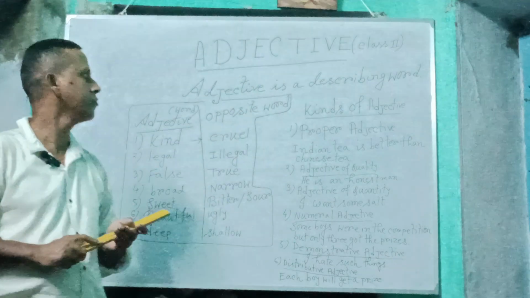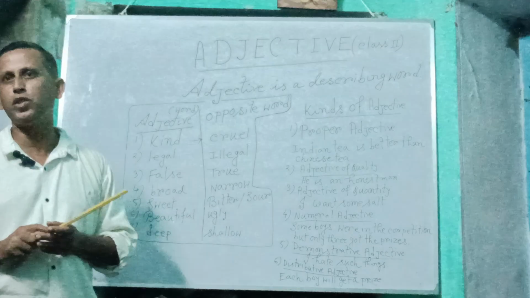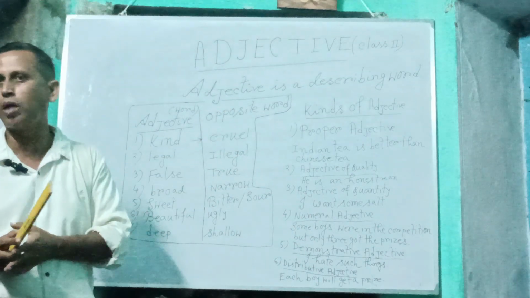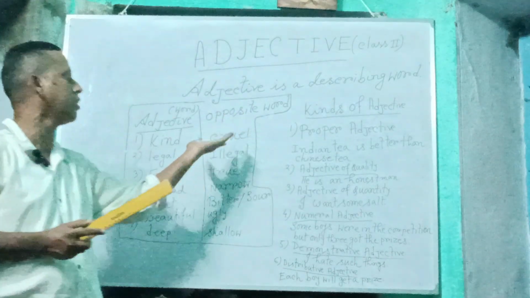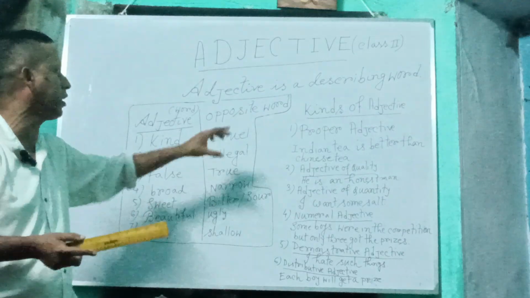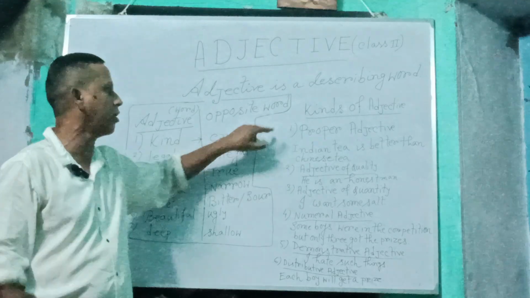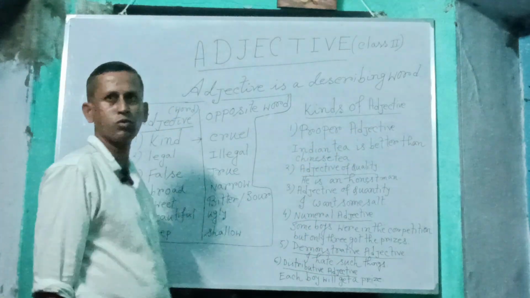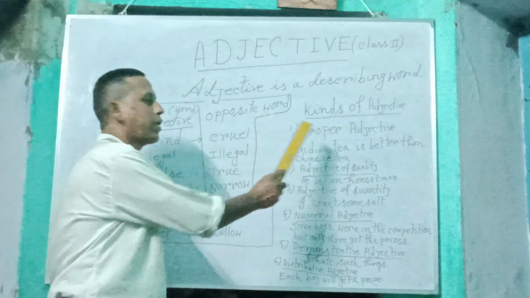And second part, the kinds of adjectives. In every part of speech, the noun, how many nouns are there in English grammar, how many pronouns are in English grammar, how many adjectives are there in English grammar. So let's have a look at the kinds of adjectives, second part. Okay, number one, the proper adjective. What is a proper adjective? Let's use examples of proper adjectives.